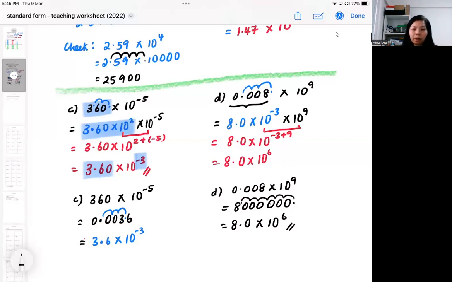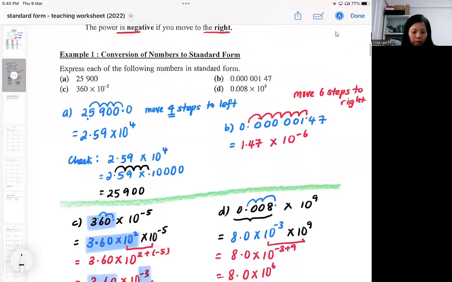Okay, you can press it out first and then change to standard form. Or you target the one that is not in standard form. Okay, it's your choice. You should still get it correct.